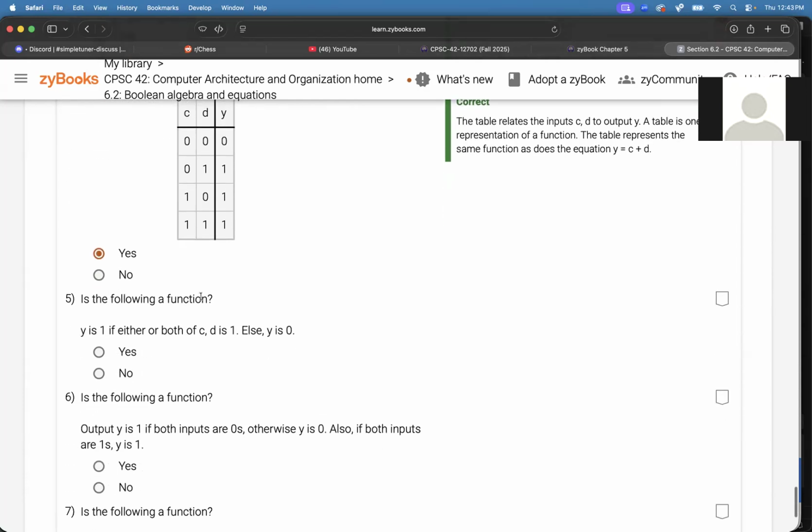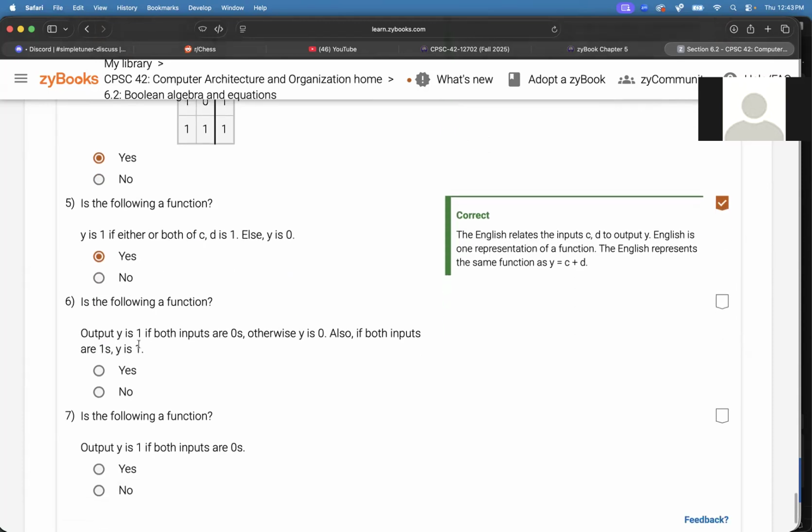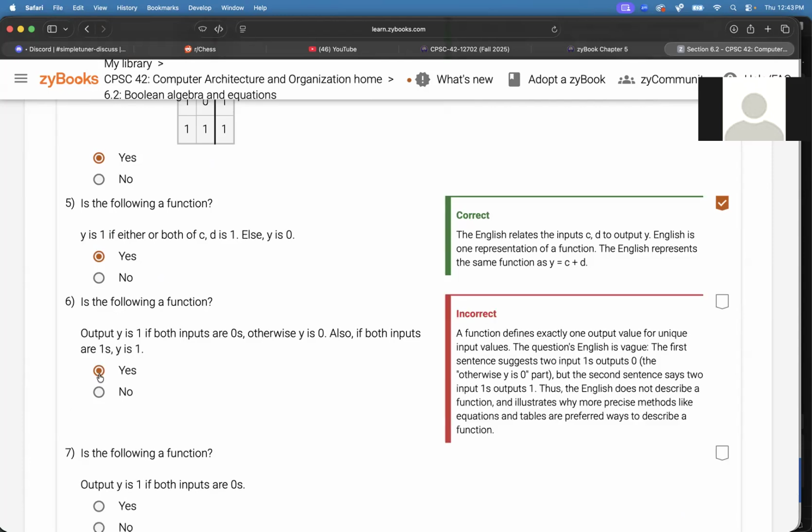Is the following a function? Y is 1 if either or both of c, d is 1, else y is 0. Yeah, I think that describes the whole thing, right? Like you'd be able to fill out the truth table from it. So I think that's okay. Is this a function? Probably. I didn't read it. Let's read.